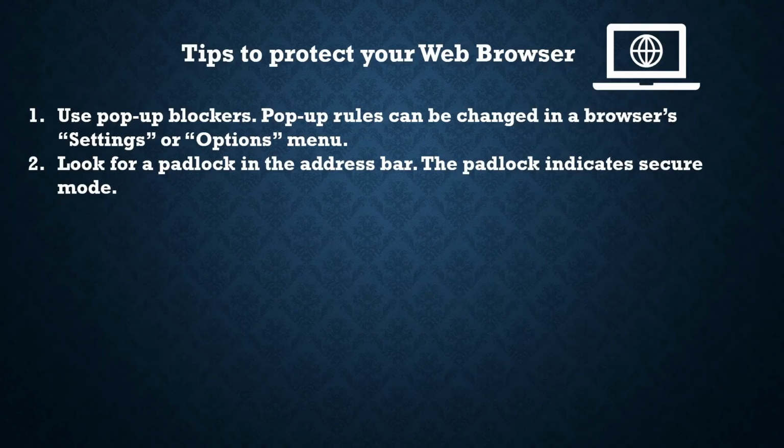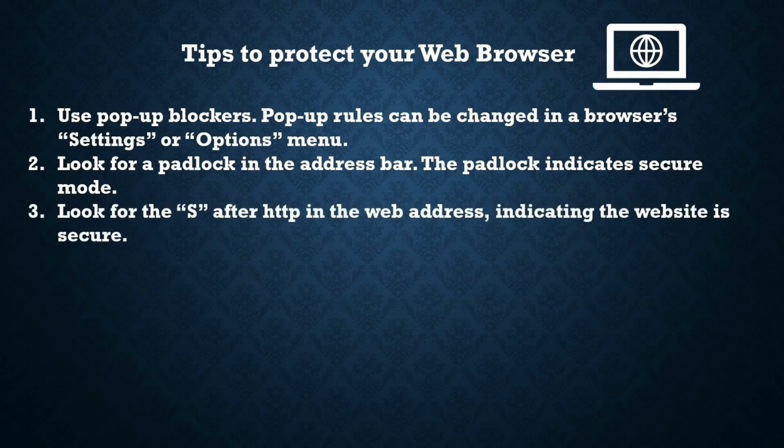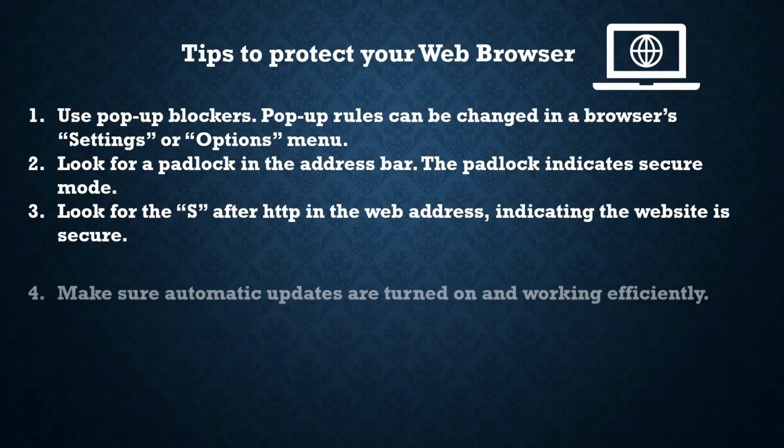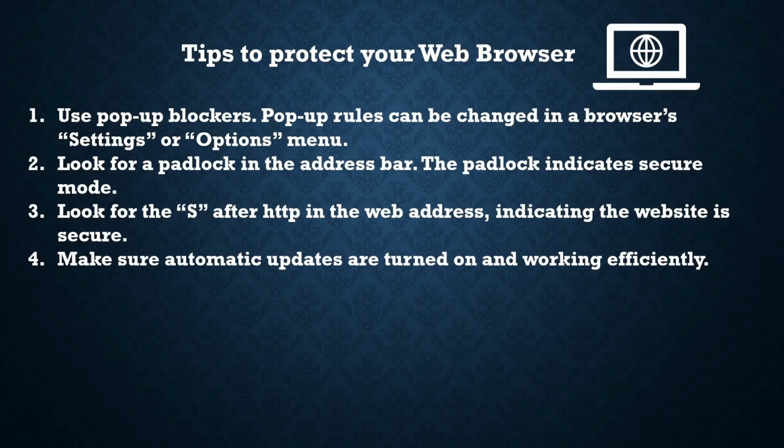Look for a padlock in the address bar. The padlock indicates secure mode. Tip number 3 is look for the S after HTTP in the web address, indicating the website is secure. Always use HTTPS sites rather than HTTP. Let's see tip number 4, that is make sure automatic updates are turned on and working efficiently.